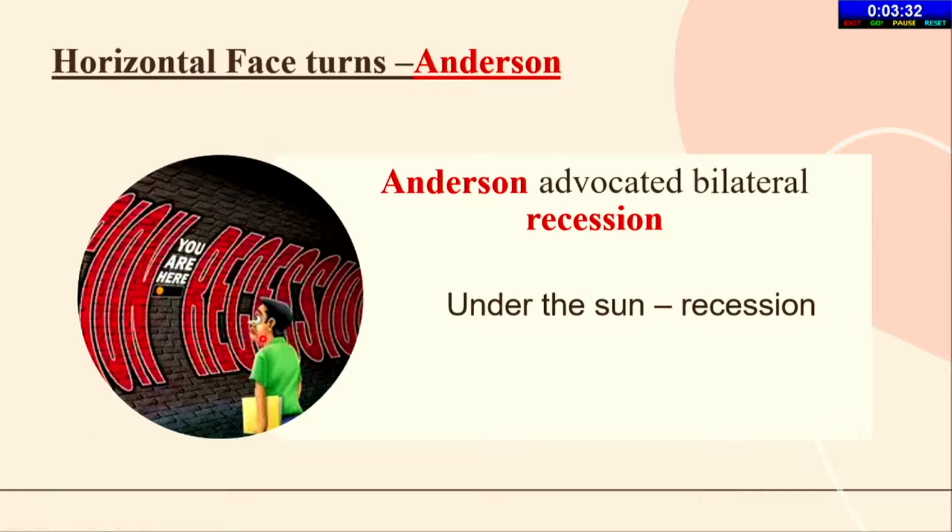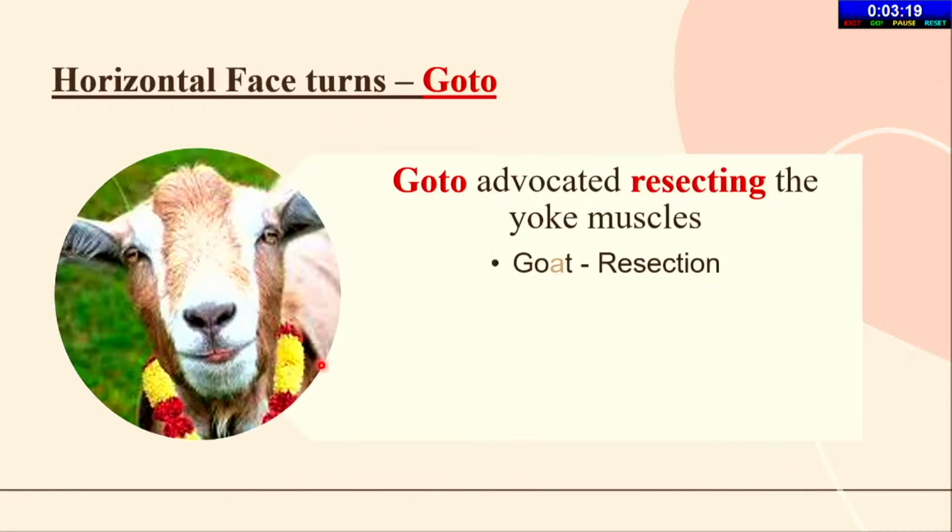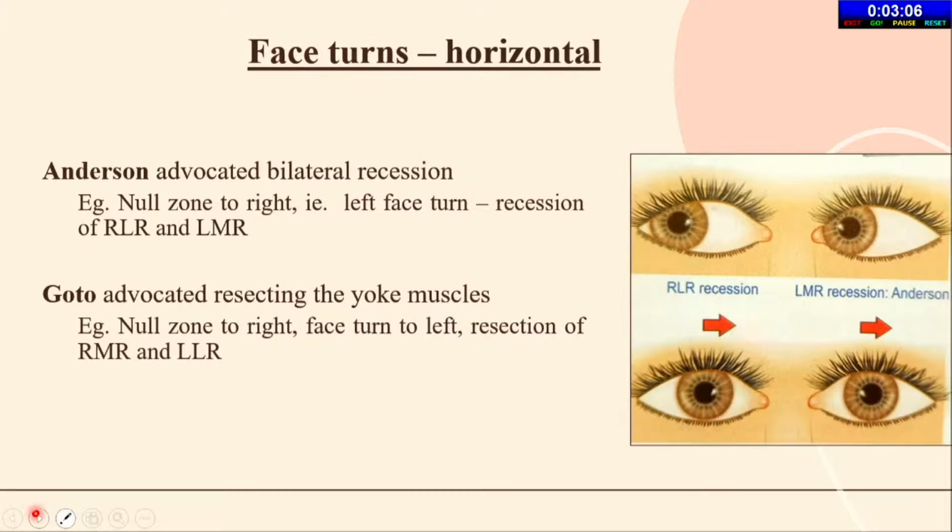So how are we going to recall this in our exams? As the name suggests, under the sun. So under the sun, what is going on? Recession is going on. So under the sun, Anderson advocated the bilateral recession. Similarly, if we remove the O from the word Goto, we are left with goat, and a goat is only to be eaten halal. So Goto advocated resecting the yoke muscles. And Kestenbaum is both recession and resection of all the horizontal muscles.